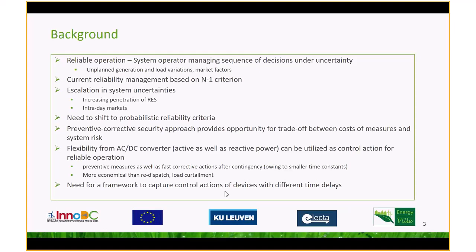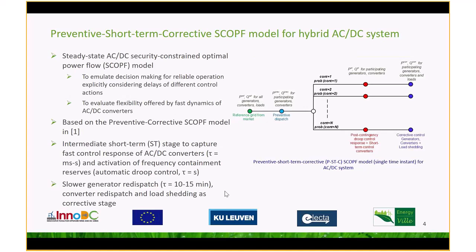Thus, there is a need to have a framework that captures the control actions of these devices with their respective time delays. In line with this motivation, a preventive short-term corrective security-constrained optimal power flow model for hybrid AC-DC system has been implemented. This is a steady-state optimization model that tries to emulate the decision-making for reliable operation by explicitly considering delays of the different control actions. The model also enables to evaluate the flexibility offered by the fast dynamics of the converters.